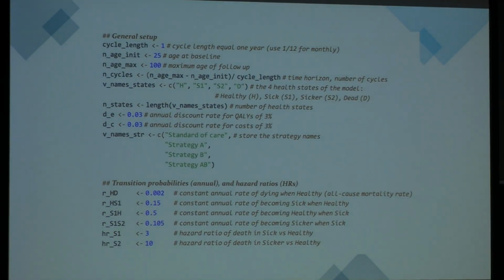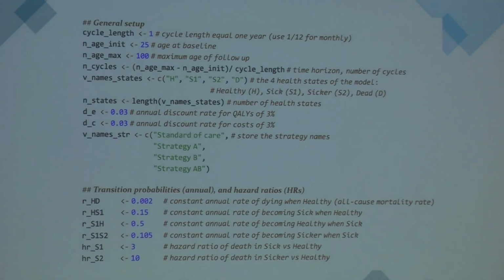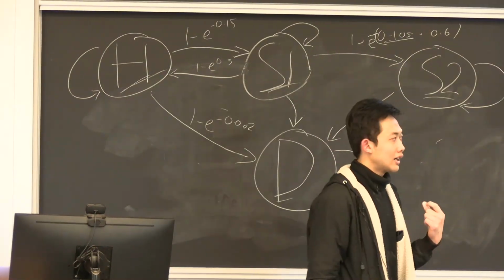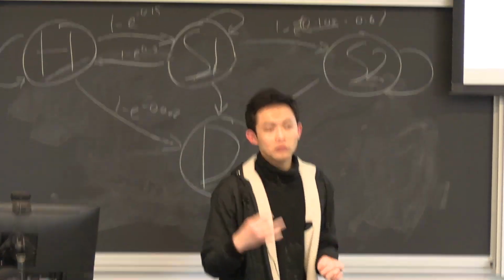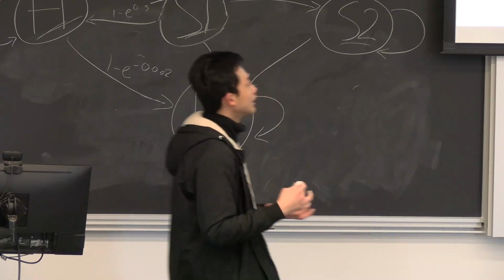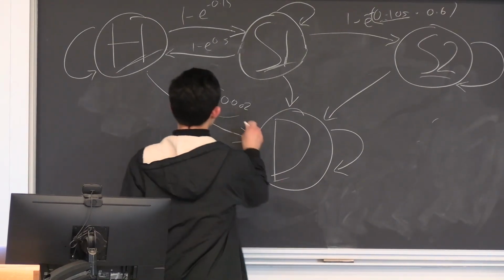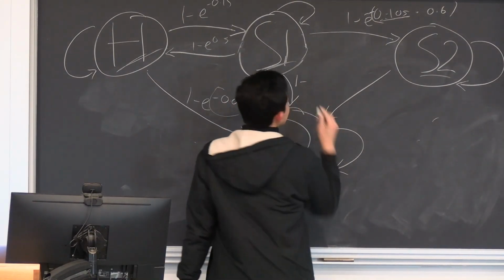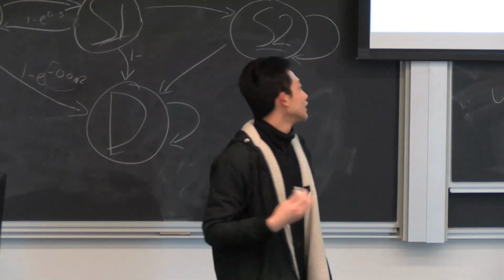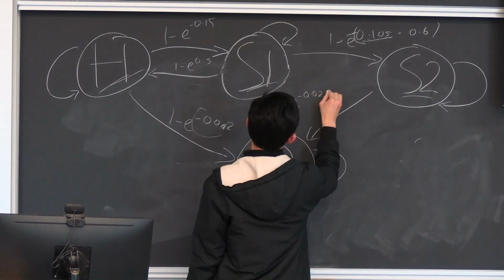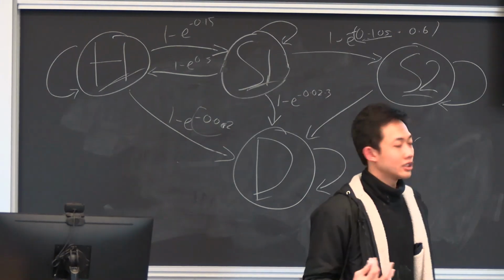And maybe I missed the part where I did not explain the hazard ratio. So for the hazard ratio, for example, you have the initial rate: if you are healthy, then there is a 0.2% chance that you suddenly die. But if you are sick, then it does not stay 0.002 again. It will become 3 times higher. So it will become 1 minus e to the minus 0.002 times 3. So that is the definition of the hazard ratio.